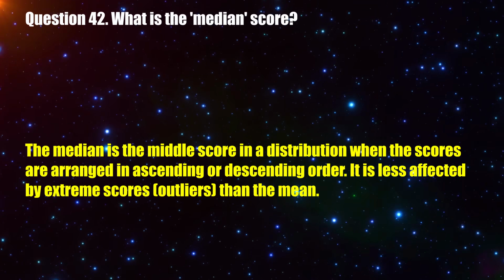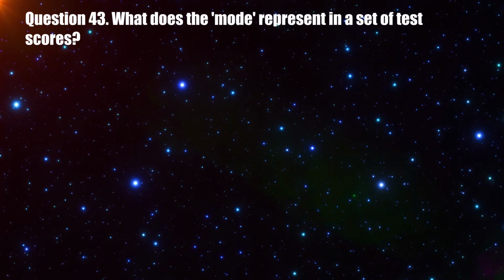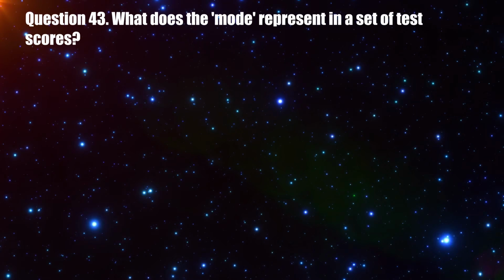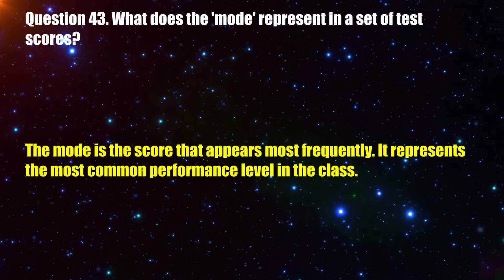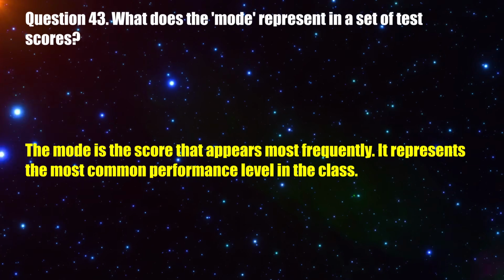It is less affected by extreme scores, outliers, than the mean. Question 43. What does the mode represent in a set of test scores? The answer is, the mode is the score that appears most frequently. It represents the most common performance level in the class.